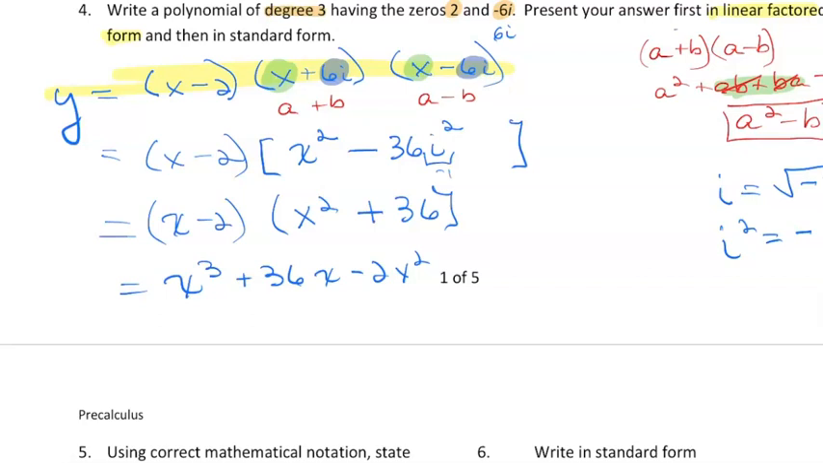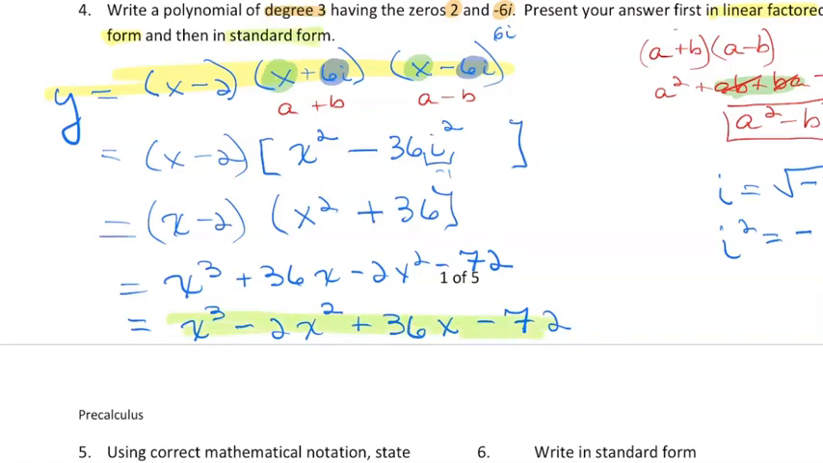And your last is going to give you negative 72. Okay, so you should write this in standard form, which means do it in order from high to low of your exponents. So when they say write it in standard form, this is standard form. Okay, so that's the first 4.